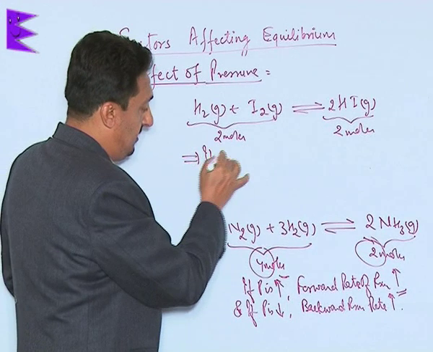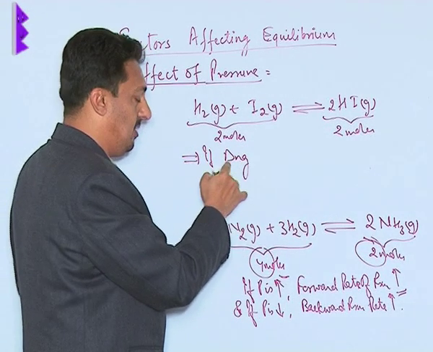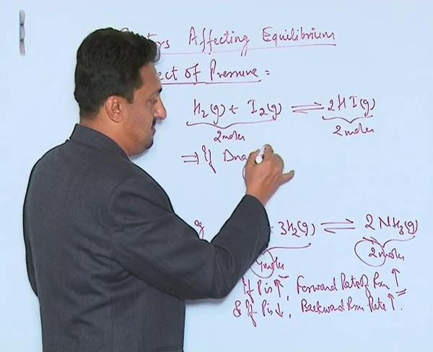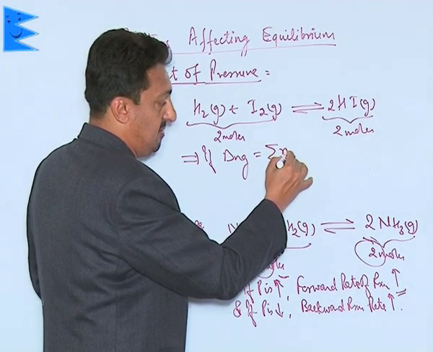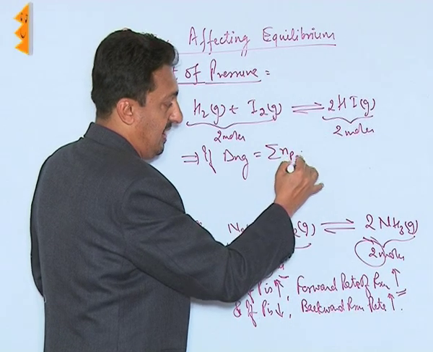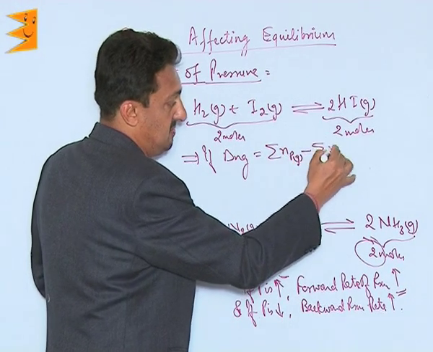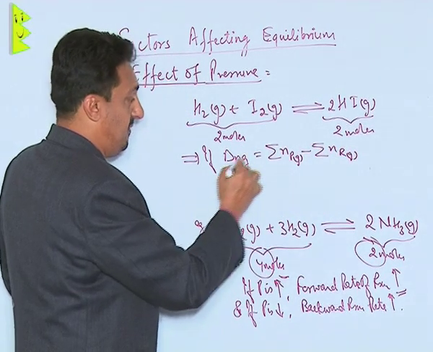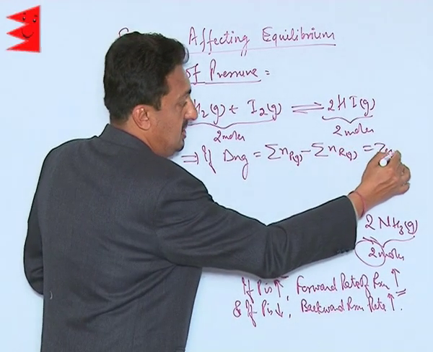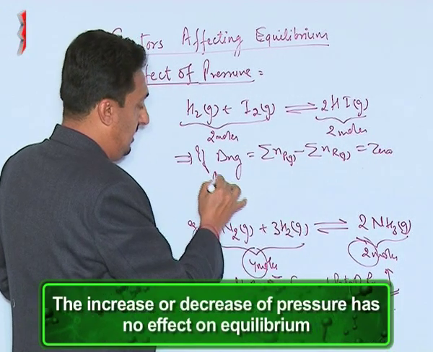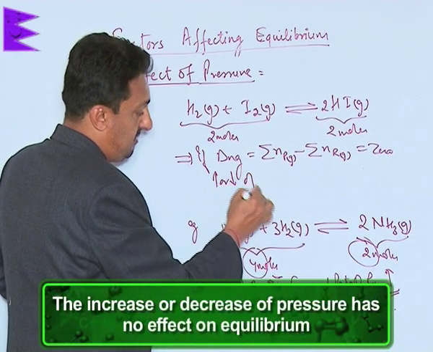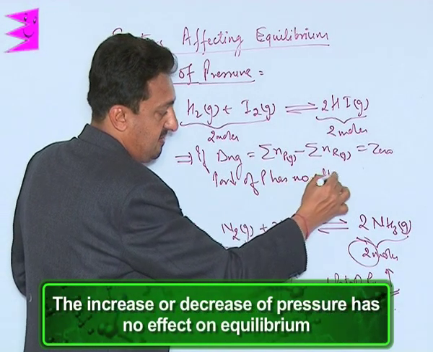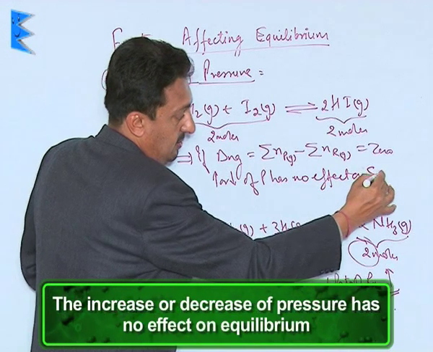So if the delta Ng, I think you all know what this delta Ng is, change in the number of moles of the gaseous substances. It is the summation of the number of moles of the product gases, of course, minus the summation of the number of moles of the reactant gases. And if this is equal to 0, the increase or decrease of pressure has no effect on equilibrium.